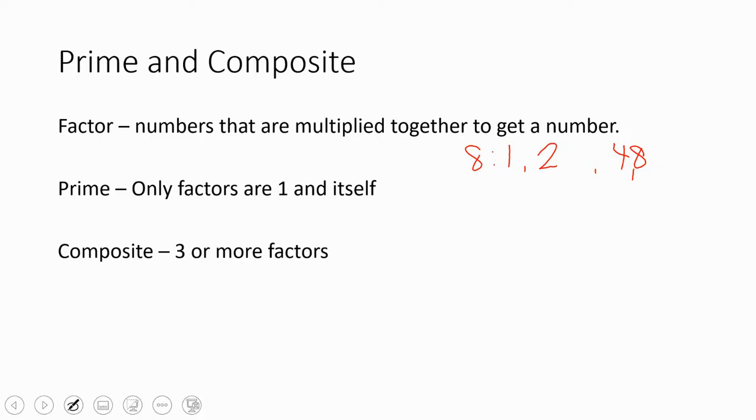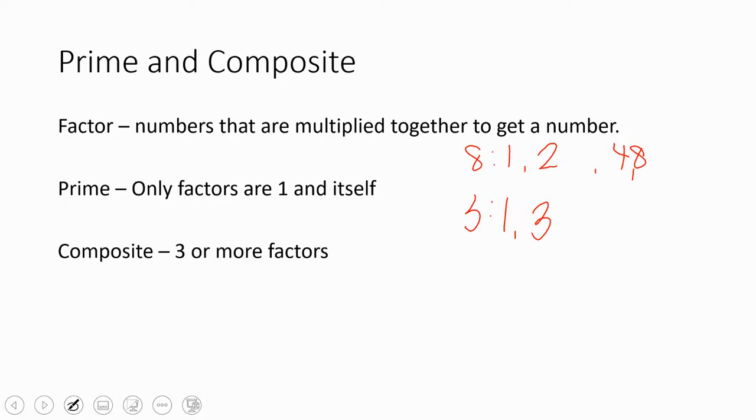A prime number means that the only factors are 1 and itself. Okay, so that means that the only numbers that you can divide by are either 1 or itself. So, for example, if we look at the number 3, the only things you can divide 3 by are 1 and 3, right? You can't divide 3 by 2 or anything like that. So 3 would be prime.